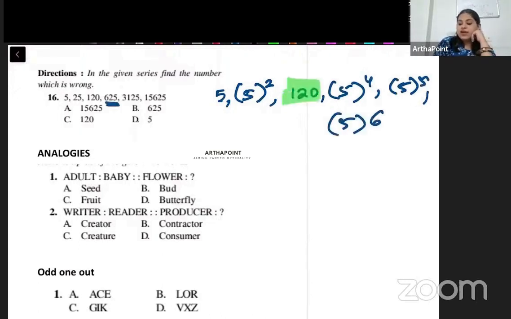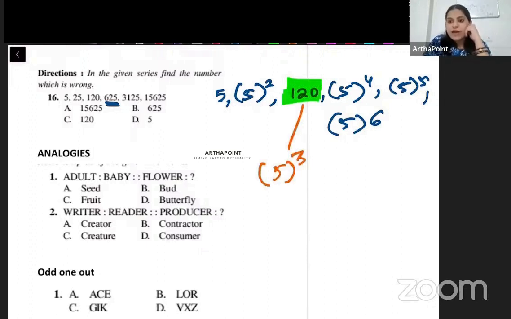This should have been 5 to the power 3. Are you getting it? 5 की series बन रही है ना. So 5, 5 square, 5 cube and so on. So बेटा this is incorrect. 5 to the power 3 should have been the right answer to this question. So from here we understand that the incorrect one is 120. So 16th का answer हो गया C. It is 120.